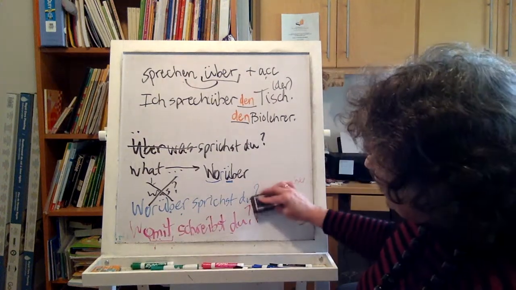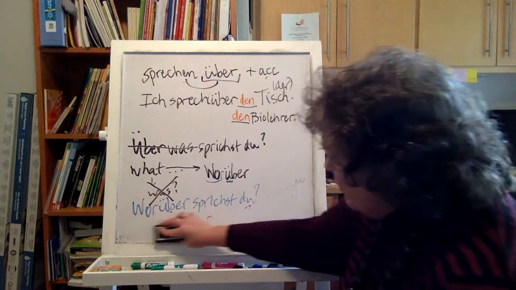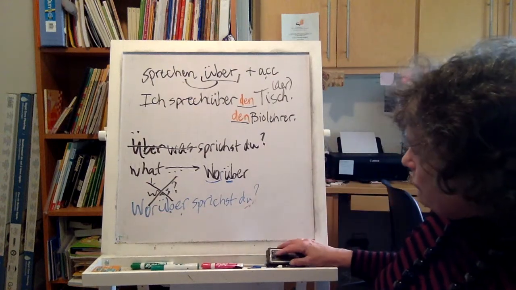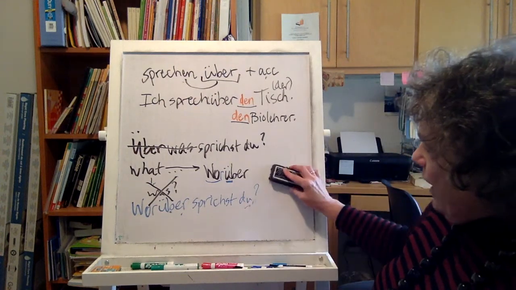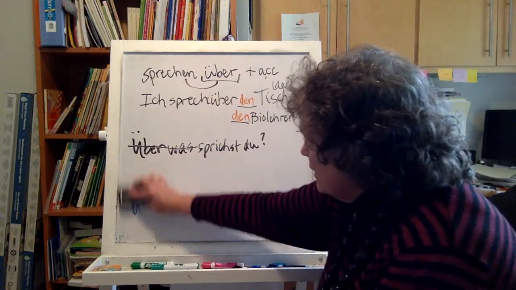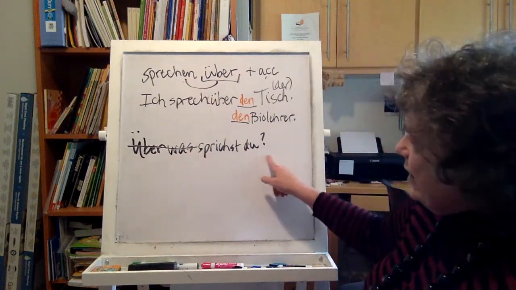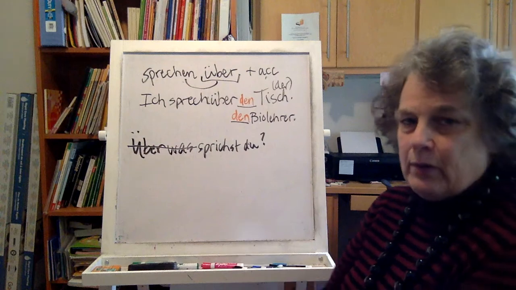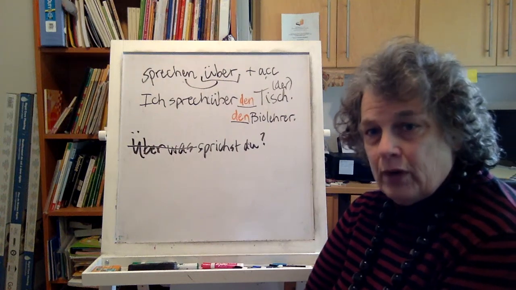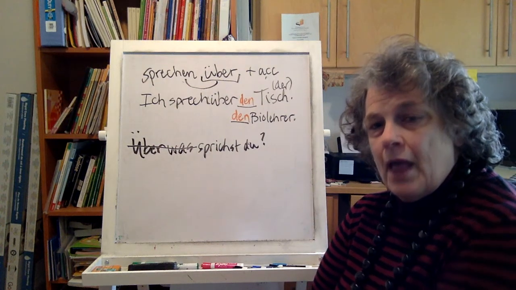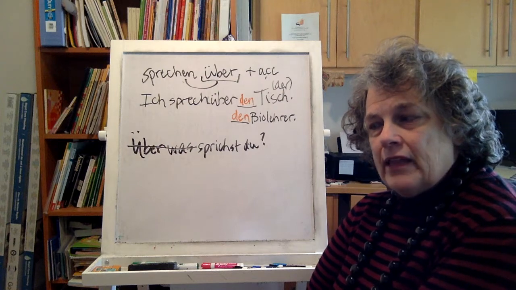Now there's one little wrinkle, but it's not that. It's actually easier than the wo compound because the wo compound is really kind of foreign. It's basically what we did here. Über was sprichst du? Remember, we weren't going to do that. We started with the worüber for the question word. But that's for a thing, right?